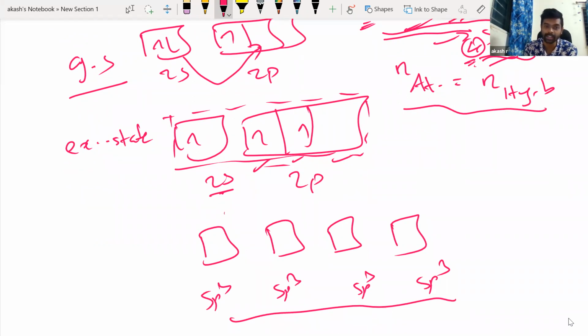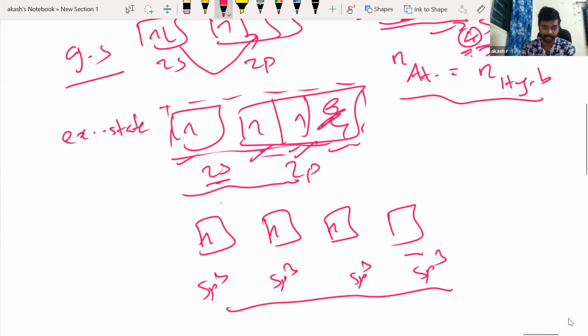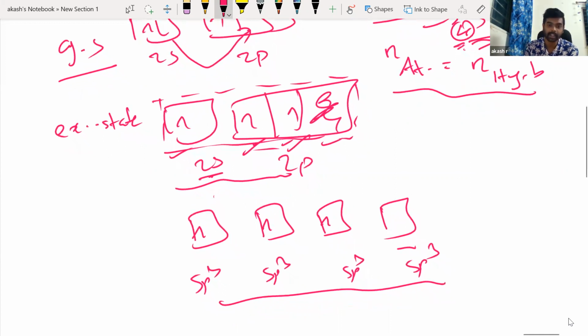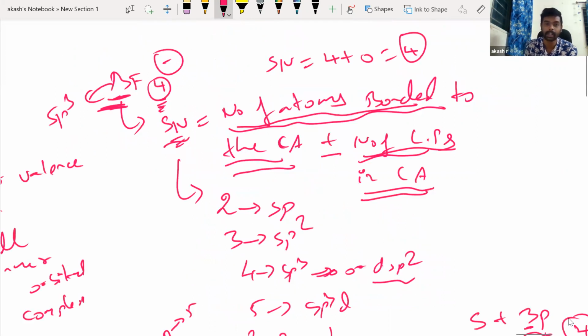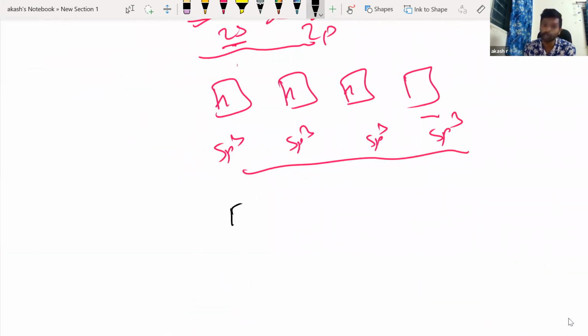Now, 3 of them are having 1, 1, 1 electron, and the other one is completely empty because there is nothing there. Now, there are 4 fluorine atoms, and the formula is BF4 minus. BF4 minus means there are 3 fluorine atoms, and one of the fluorine atoms is going to be in the form of F minus.